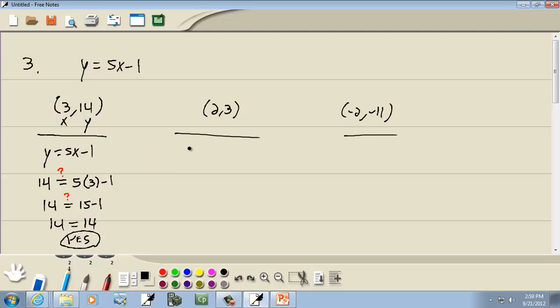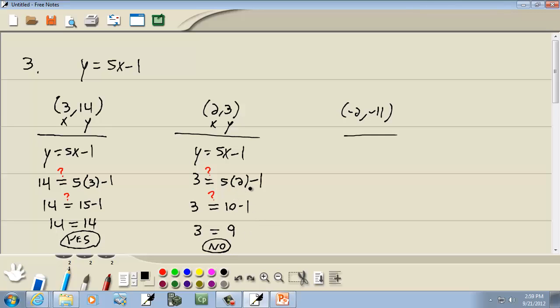Okay, next one, (2, 3). So again, I'll plug that into my equation. This is our x and this is our y, so we'll put 3 in for the y. This is a question mark at this point. And plug 2 in for the x, minus 1. 5 times 2 is 10. And 10 minus 1 is 9. These do not equal each other, so this is not an ordered pair that satisfies that equation.